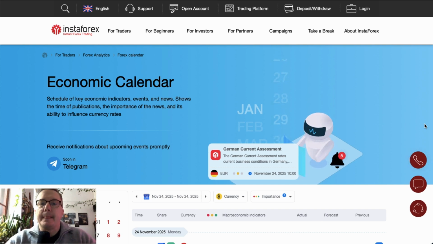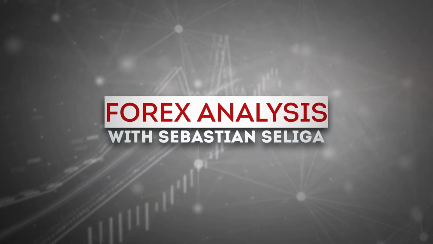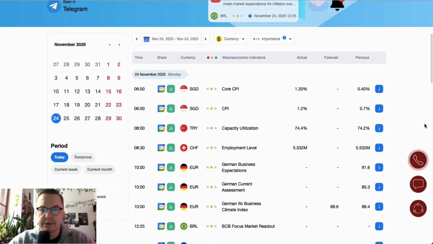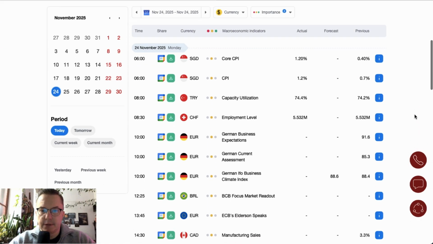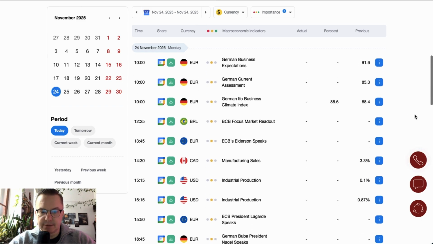Today is Monday, November 24th, 2025. Let's take a look at the Forex economic calendar for today. Not too much data during the Asian session, and the most important data released during the London session today is the German data: business expectations, current assessment and business climate index. All of this data is scheduled for release at 10 o'clock.